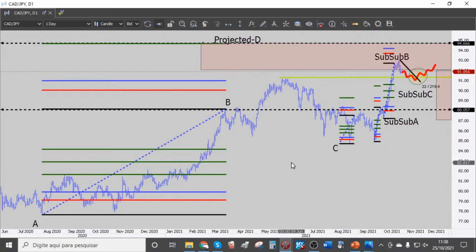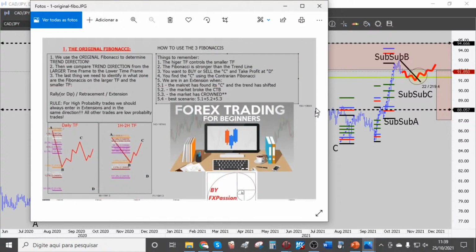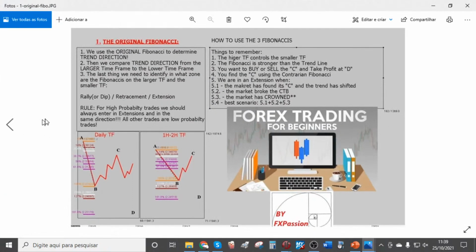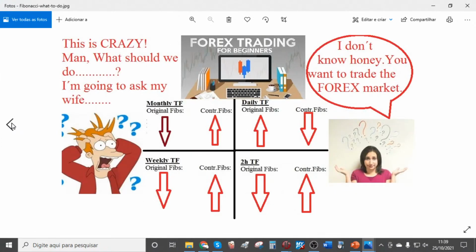SL, once we draw an original Fibonacci in weekly, can it be used with a confirmation Fibonacci drawn in the daily time frame? Wow, yes sir, absolutely yes. We are going to have a lesson, and it's going to be one of the difficult ones. We are going to have a lesson on Fibonaccis in multiple time frames.